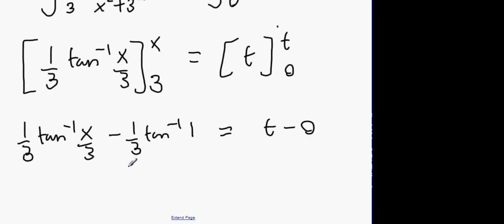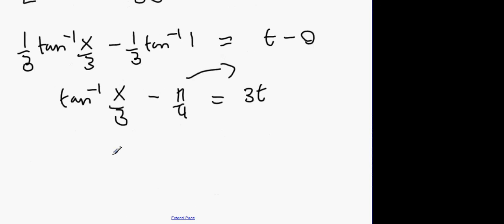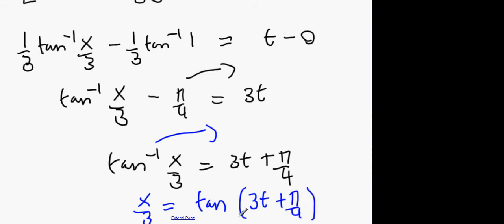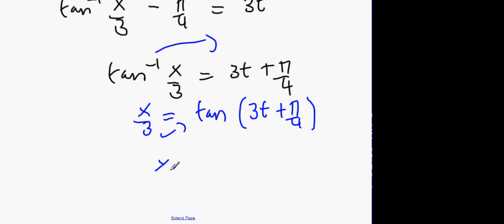I'm going to multiply both lines by 3. So I'm going to get tan inverse x over 3. Tan inverse 1 is 45 degrees, which is pi over 4. And the other side would be 3t. Bring the pi over 4 over the other side. Tan inverse x over 3 is 3t plus pi over 4. Next step, bring tan inverse over the other side. X over 3 equals tan of (3t plus pi over 4). Next step after that, bring up the 3. X equals 3 tan (3t plus pi over 4).